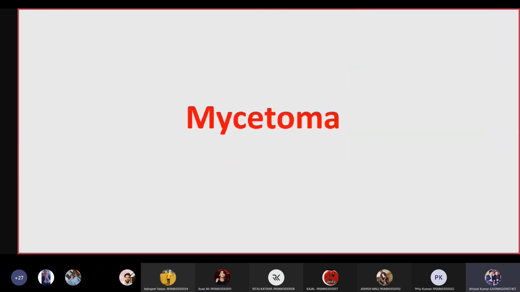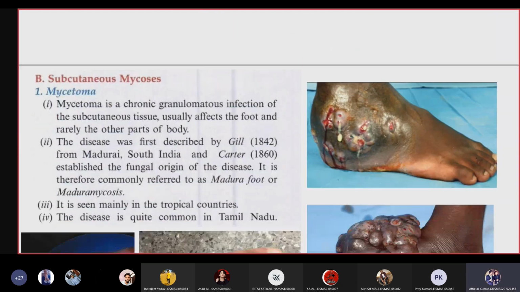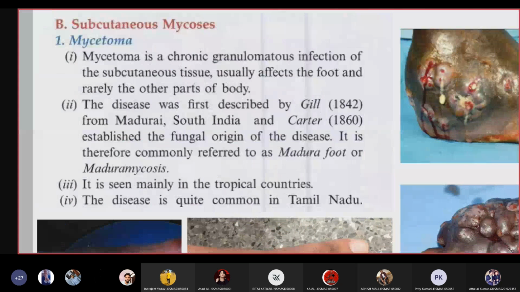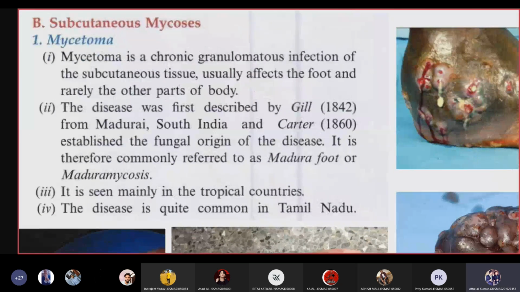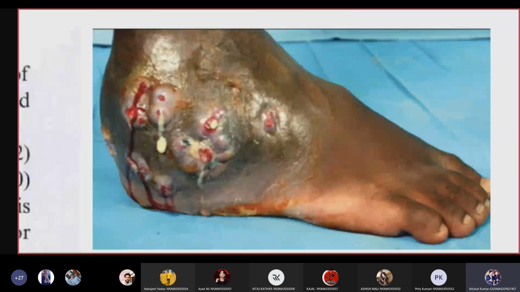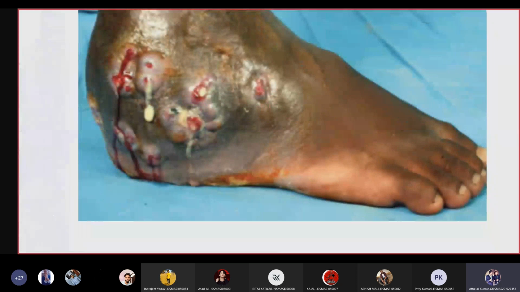So what is Mycetoma? Let us see the introduction to Mycetoma. Mycetoma is a subcutaneous mycosis. Here you can see how a Mycetoma infection looks like. You can see formation of tumors with abscess on the surface of the skin, and you can see discharge of yellowish fluid from this abscess. So this is a Mycetoma infection.